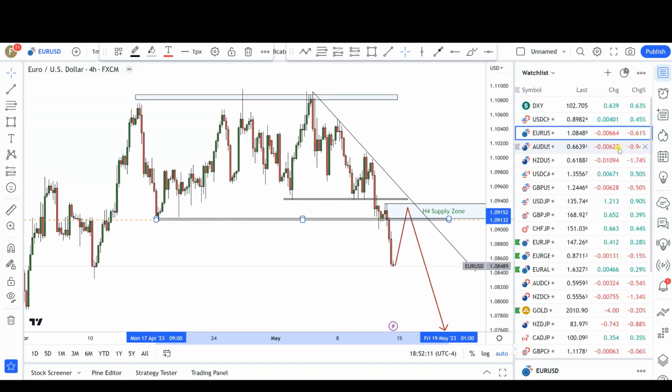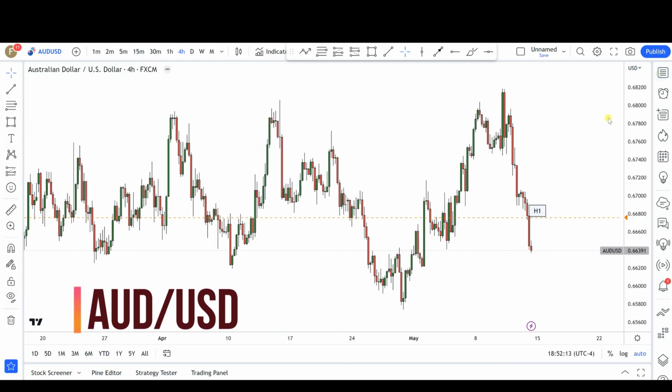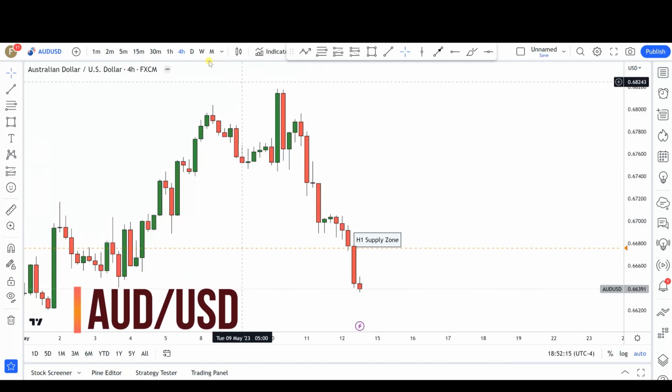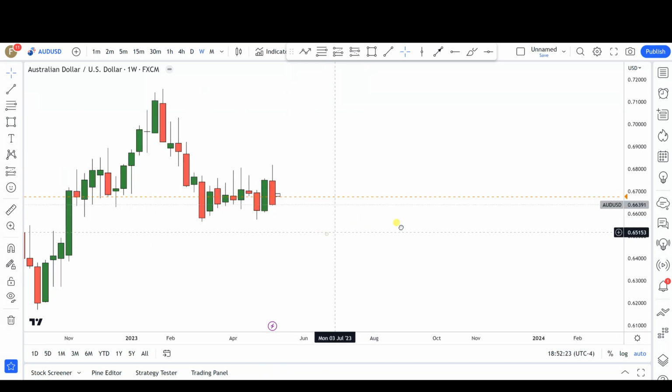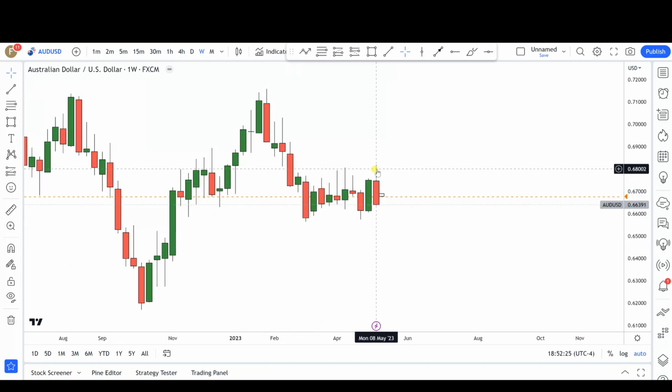Next up is going to be Australian dollar US dollar. Again in a very similar manner, you can notice that this market is now pushing to the downside, as we anticipated from last week. The markets gave us a very little push to the upside to create the high of the week, also grabbing liquidity above this high that we have here, and then from there you can see the markets have turned around and started pushing heavily to the downside.